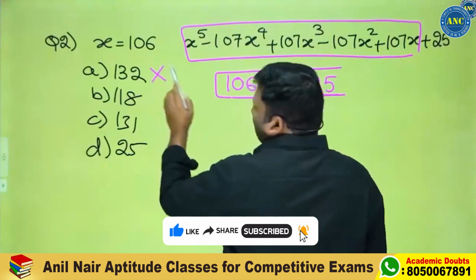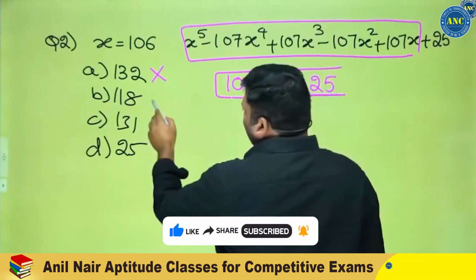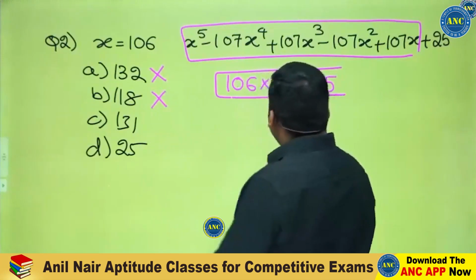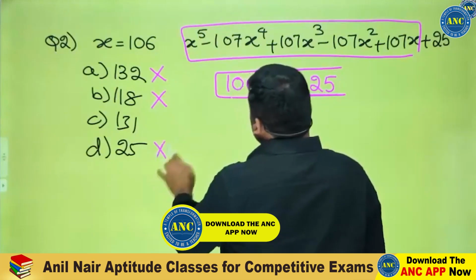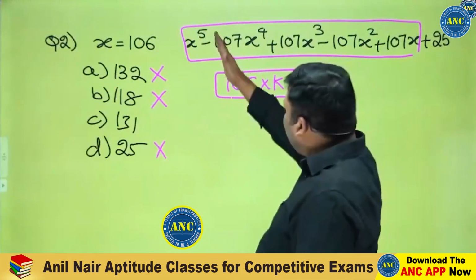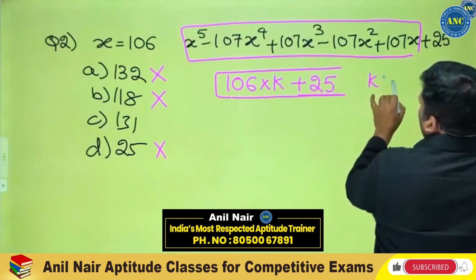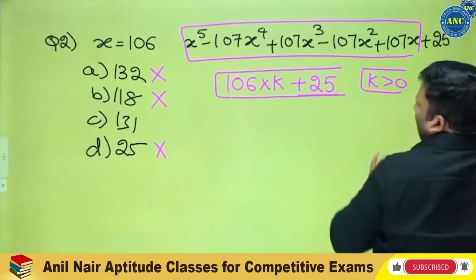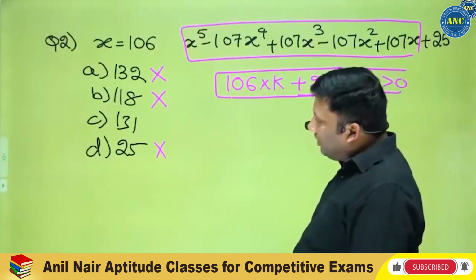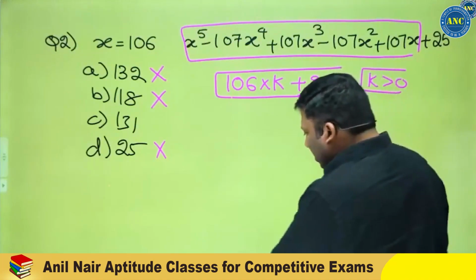106 ones are 106, 106 twos are 212, 106, 25. K value 0. But this entire number is divisible, that means K should be greater than 0. Are you all with me? K should be greater than 0. This is a good logic.